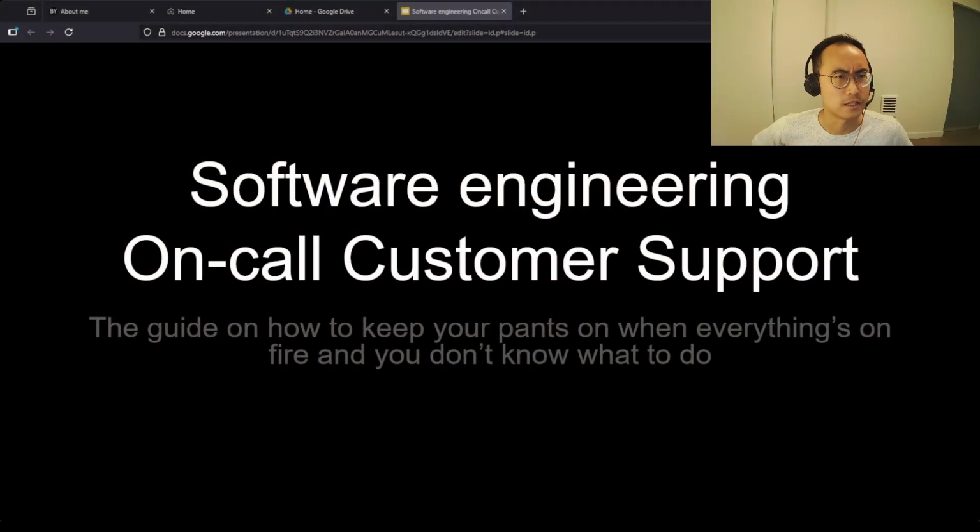So I'll just start off. This is pretty much like a software engineering guide onto what on-call customer support is going to look like. You're going to run your day-to-day. There's a few things you got to watch out for. You might have midnight calls. You might be handling support during the day. So this is the idea of what to prepare for and what to expect throughout the day.